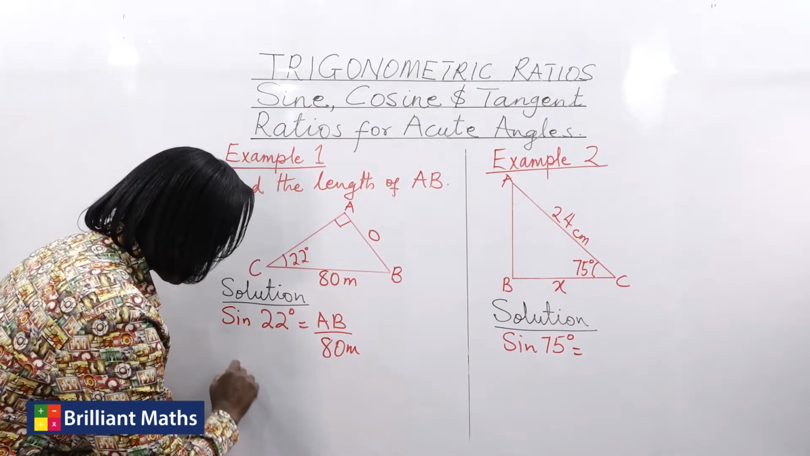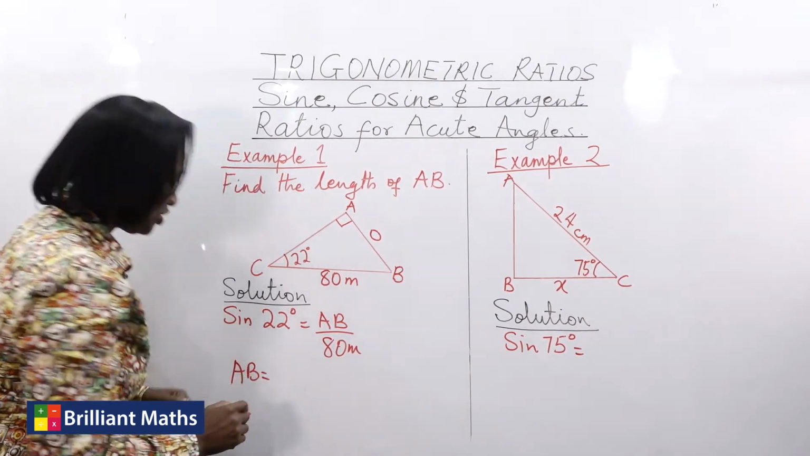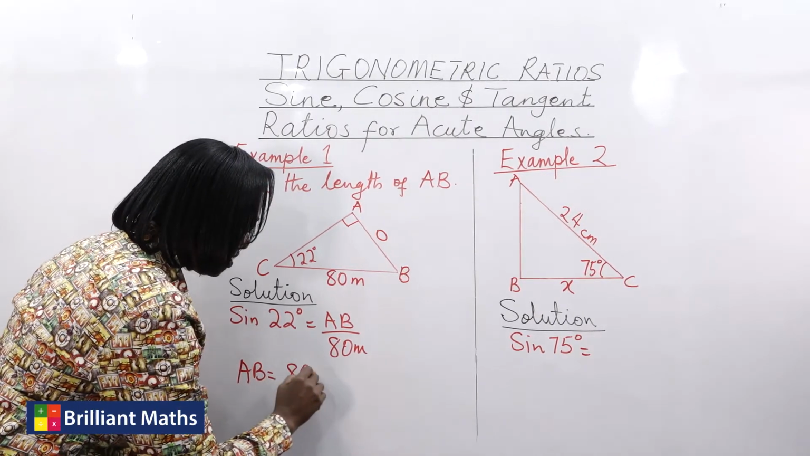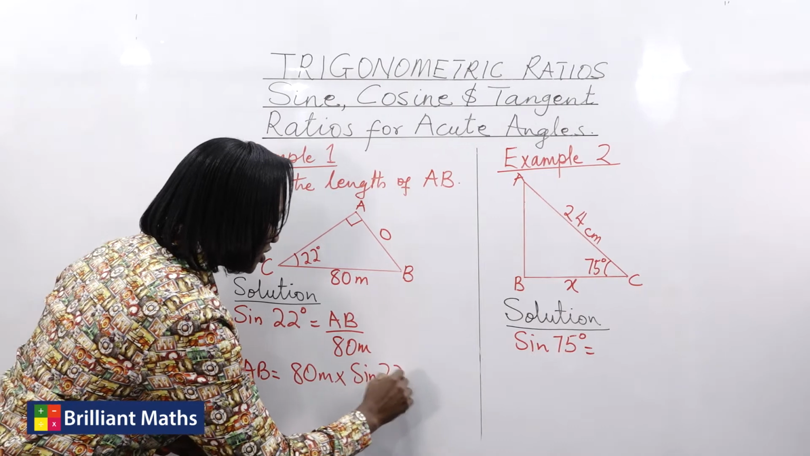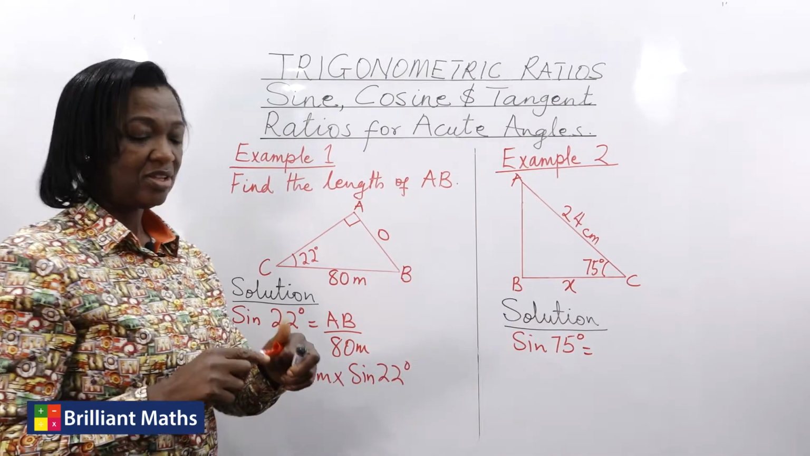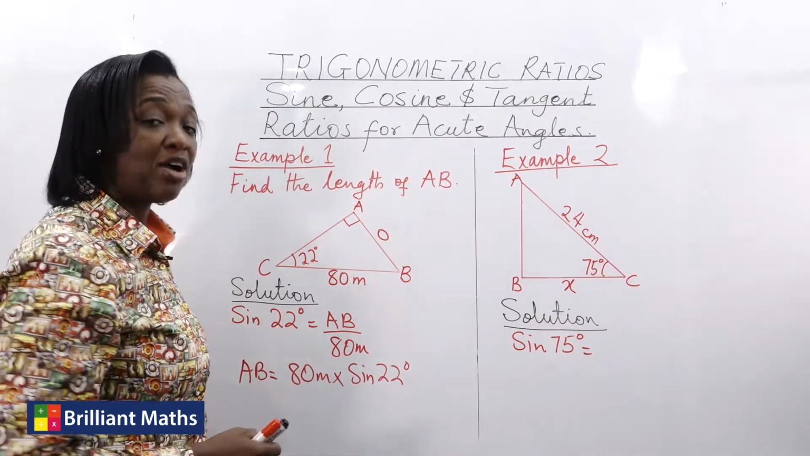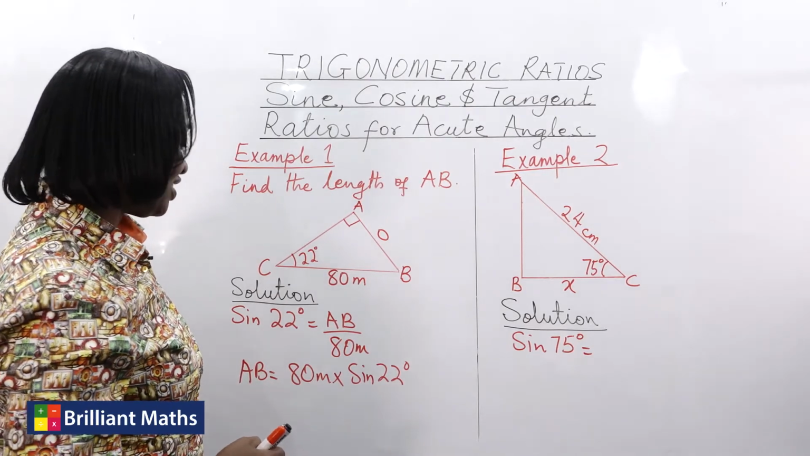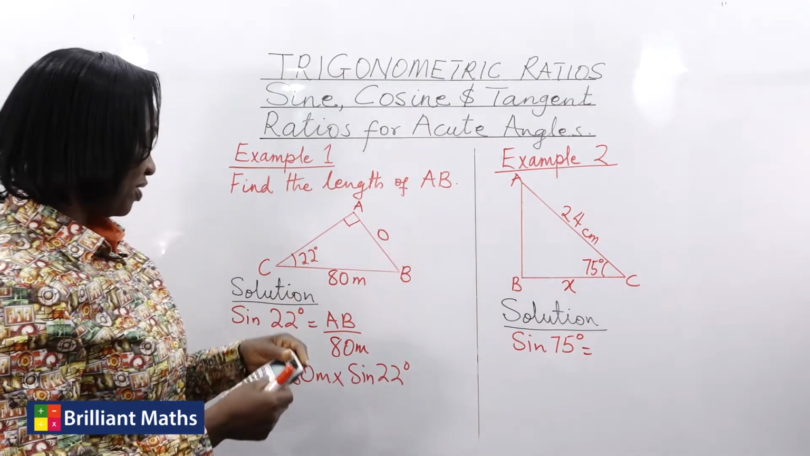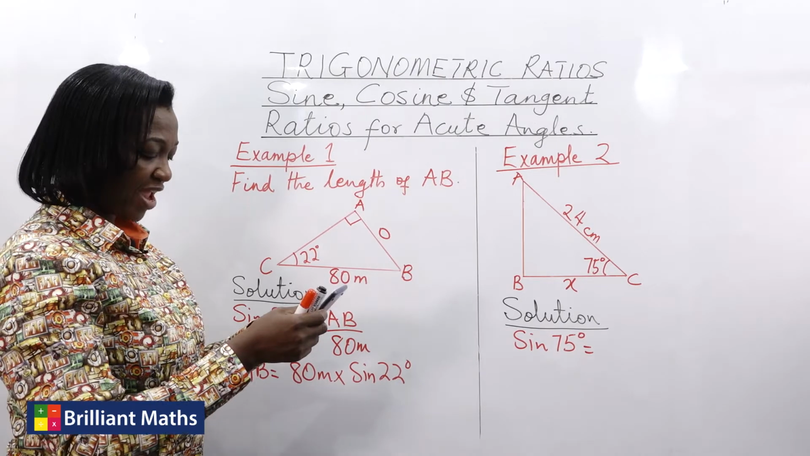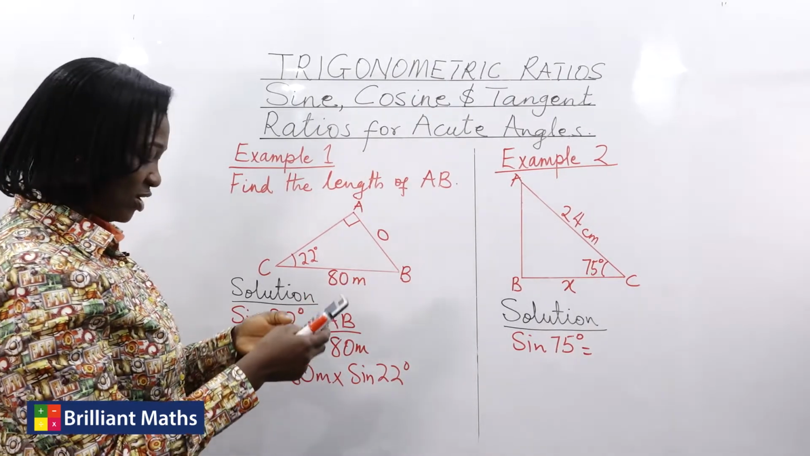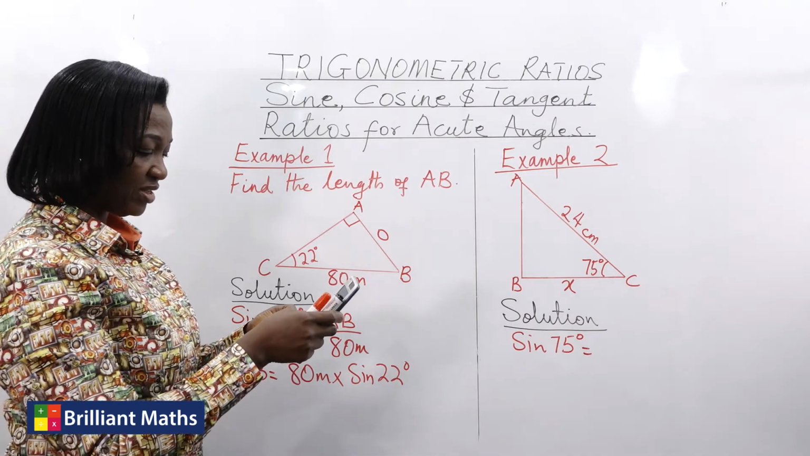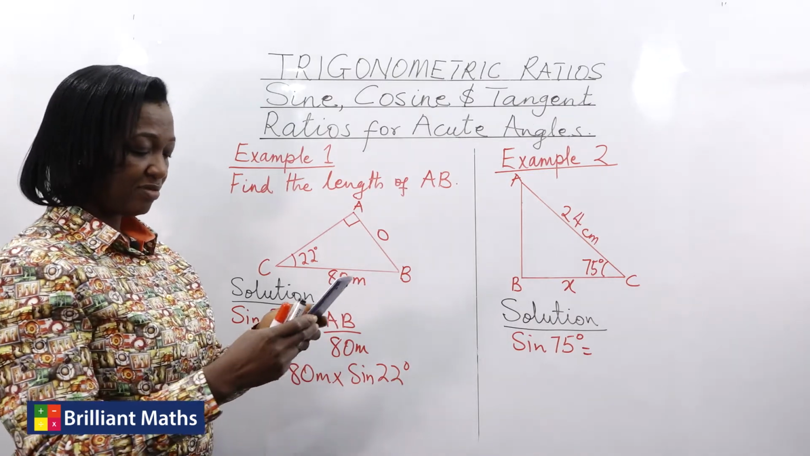So AB is equal to 80 meters times sine 22 degrees. So take out your calculators and let's find the length of AB. So we have 80 times sine 22 degrees. And what do we have?